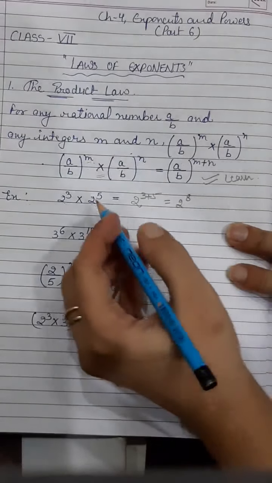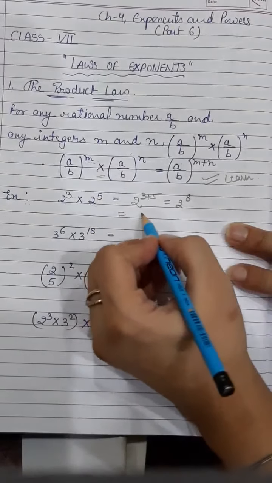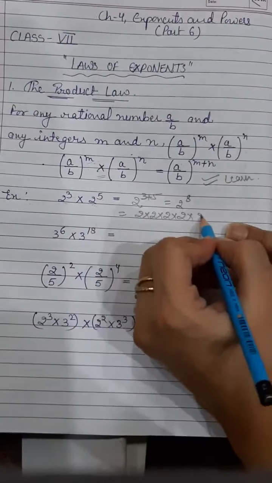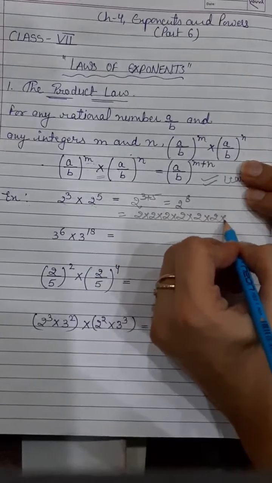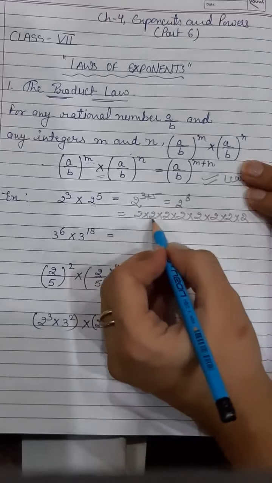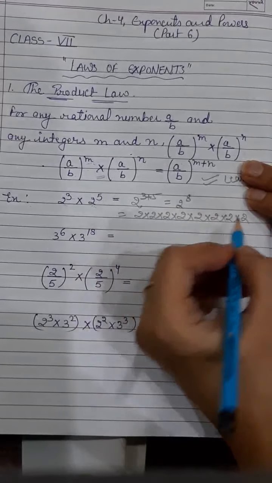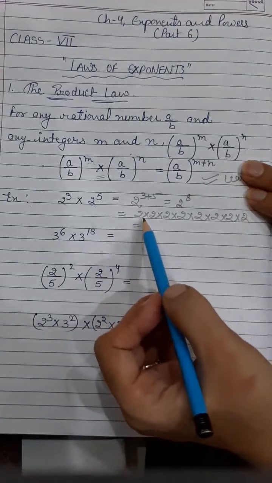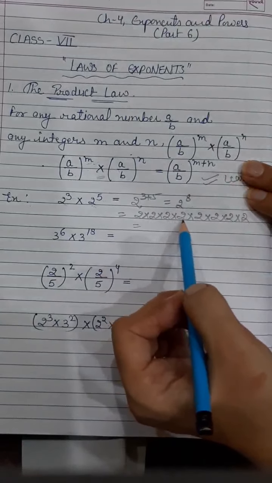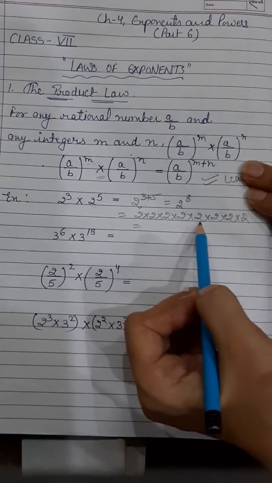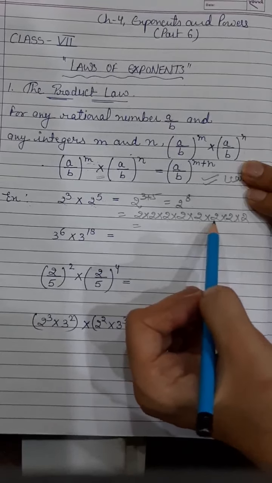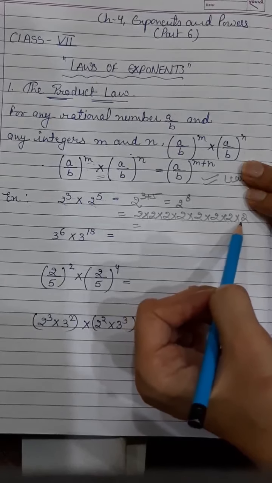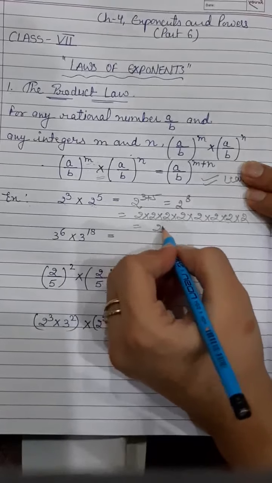Now you can solve 2 to the power 8. You have to multiply 2 eight times: one, two, three, 4, 5, 6, 7, 8. When you multiply 2 by itself 8 times, what will come? 2 2s are 4, 2 4s are 8, 2 8s are 16, 2 16s are 32, 2 32s are 64, 2 64s are 128, and 2 128s are 256.